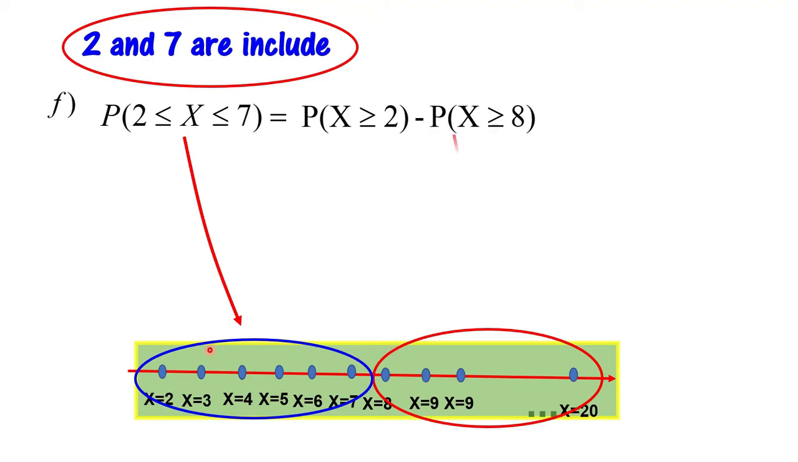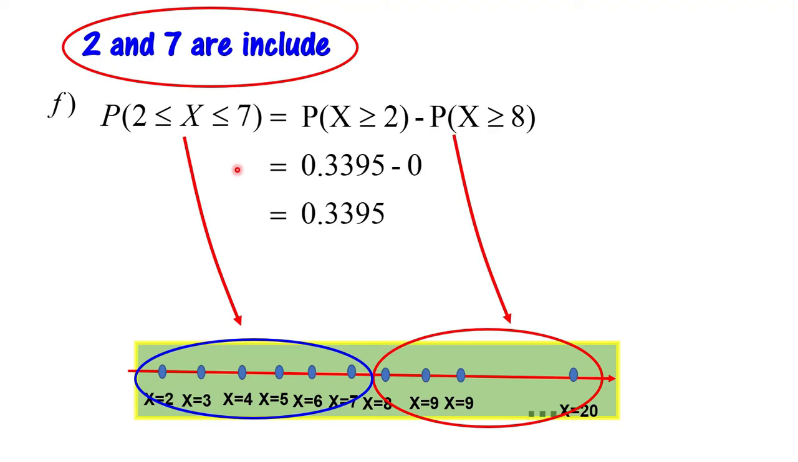Okay, therefore the answer is 0.3395, from the table, probability x more than or equal to some value minus probability x more than or equal to 8, which is 0. So simplify, you get 0.3395. Okay, in order to read the table, you need to create the formula: probability x more than or equal to the lower value minus probability x more than or equal 7. So you need to know how to create the formula in order to read the table.